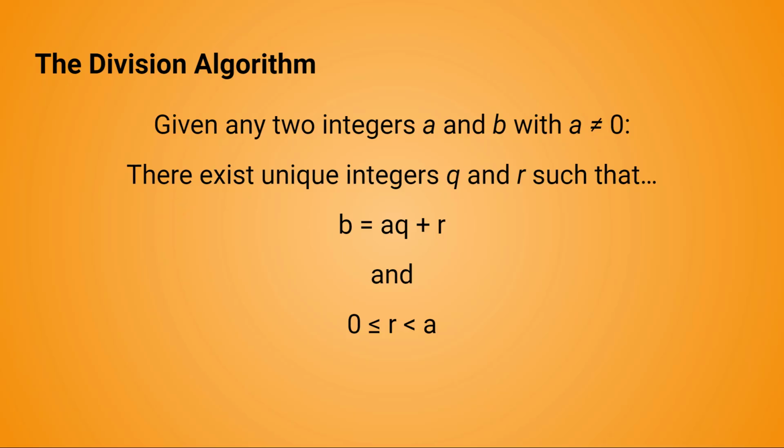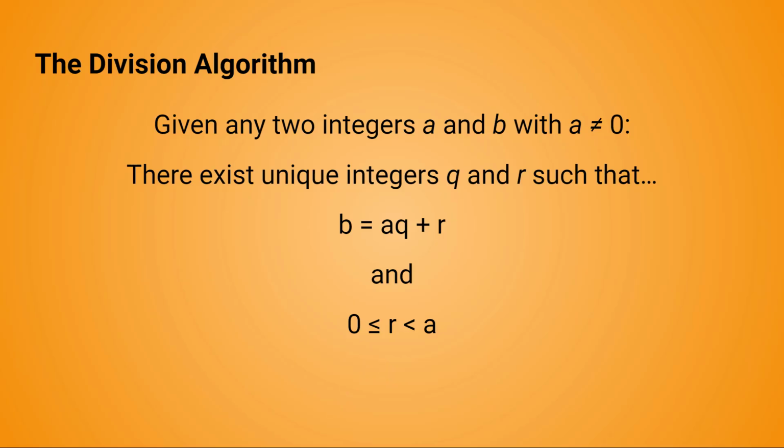Then it says that the quotient and remainder are unique, meaning that there's only one pair that will result from the division process. It wouldn't be a very good algorithm if one set of inputs produced one set of outputs one time and another set of outputs a different time. Then finally, it places the size restriction on the remainder. The remainder could be as small as 0, but it must be less than the thing we are dividing by.